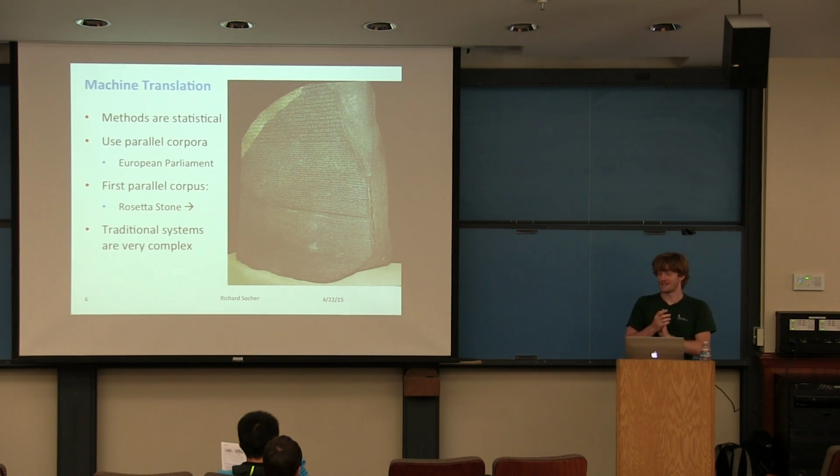The first parallel corpus is actually an interesting story. It is the Rosetta Stone, which allowed us to understand ancient Egyptian hieroglyphs and demotic script, thanks to us still knowing ancient Greek. So this is actually in some ways the very first parallel corpus that was used for translation, not machine translation, but general translation.